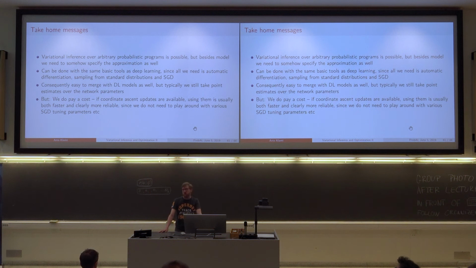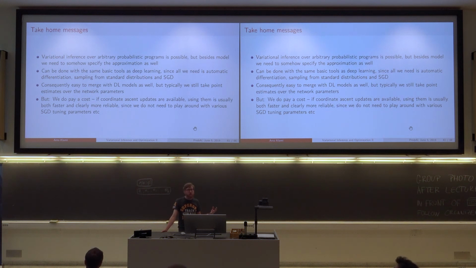The take-home message for today is that you can do variational inference for a wide range of models by assuming a bit more about your model, and then of course compared to coordinate ascent variational inference, you actually need to specify your approximating family as well. So that becomes part of your modeling workflow. You write your model and you write your approximating family as well.